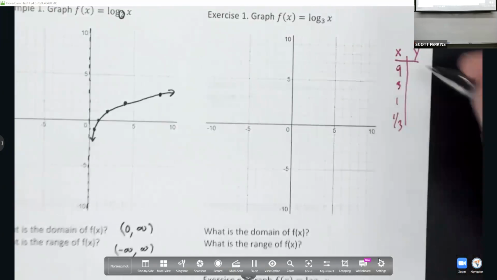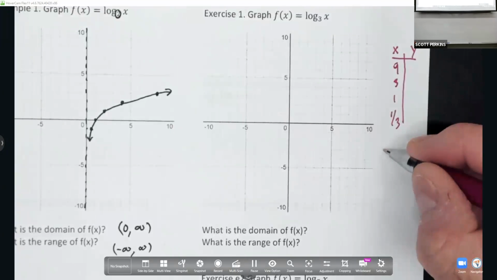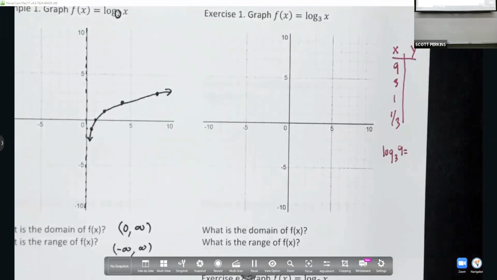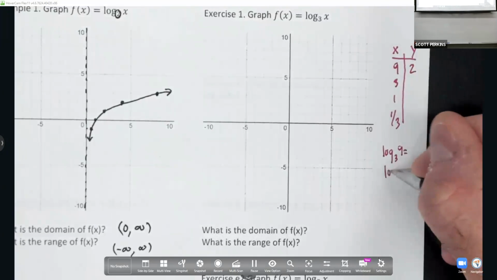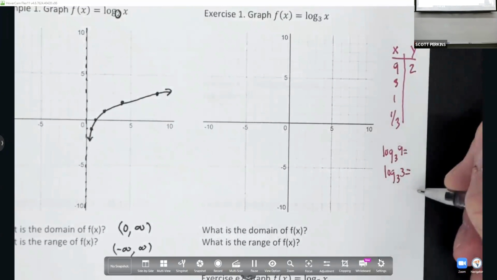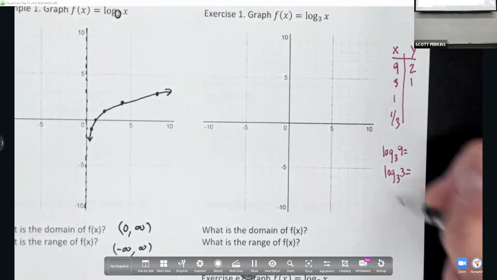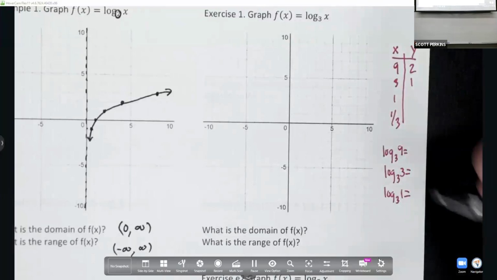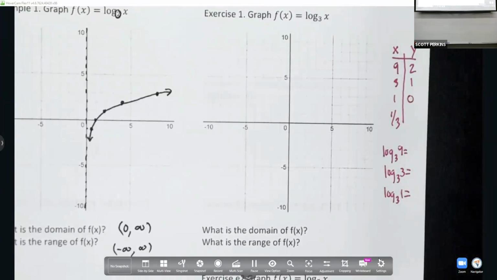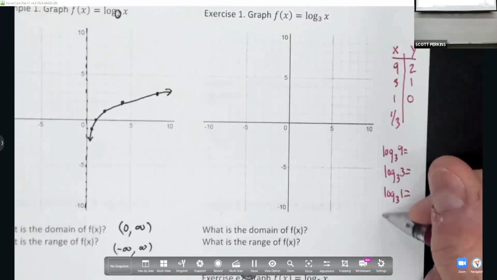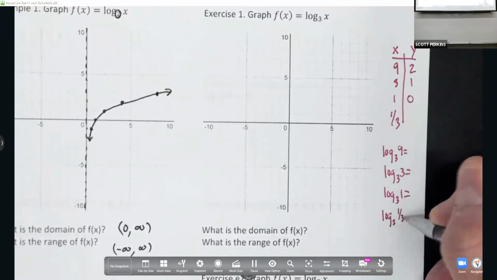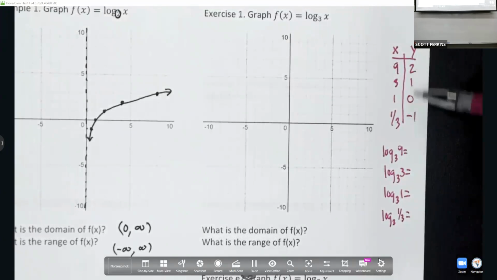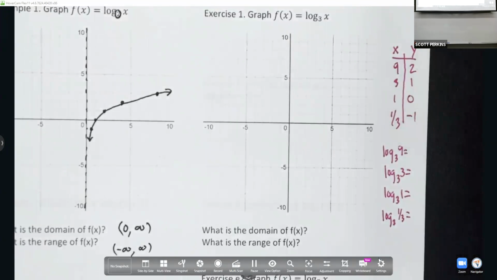So 9, when I plug that in, I don't have room, so I'm just going to write it down here. If I have the log base 3 of 9, well, 3 to what power is 9? Perfect. And then I have log base 3 of 3. 3 to what power is 3? I'm hoping you would say 1. Log base 3 of 1. Well, again, the log of 1 in any base is going to be 0. Anything to the 0 power is what gives you 1. And then last but not least, the log base 3 of a third, that's going to give me -1. These are the powers of 3 that result in these values.